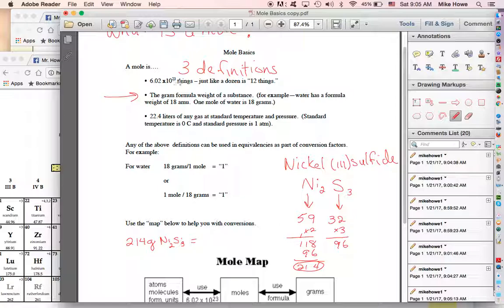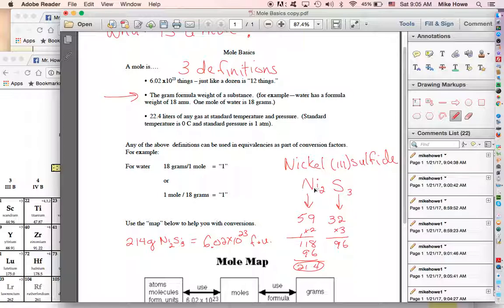See the 6.02 times 10 to the 23rd? So that's the second definition. A mole contains 6.02 times 10 to the 23rd. And that's pieces of anything, but a piece of nickel 3 sulfide we're going to call a formula unit. There's a reason for that. We'll talk more about that in a minute. Well, I'll tell you now.